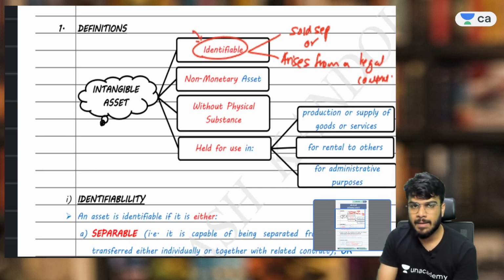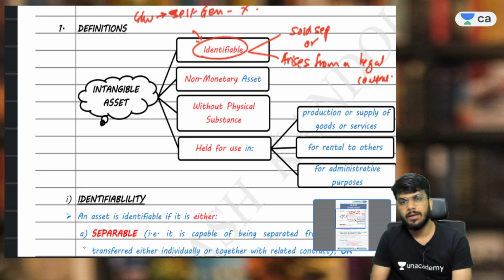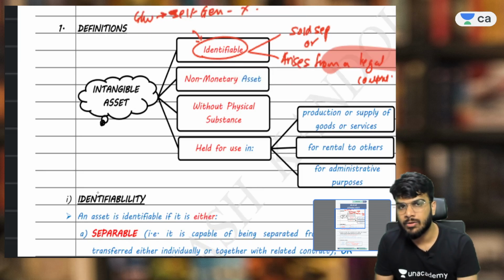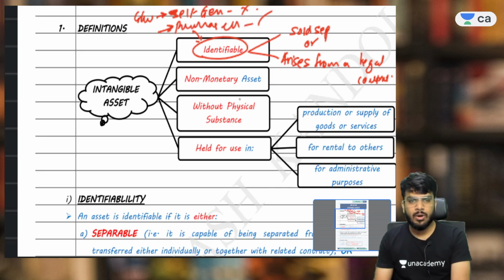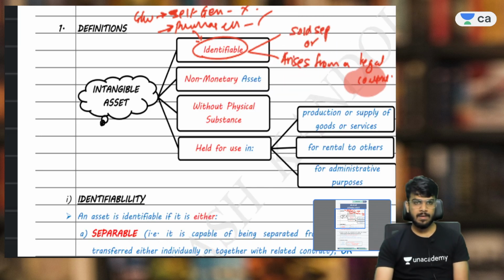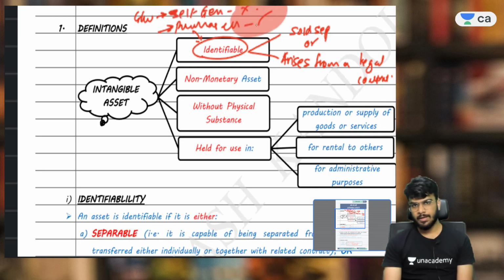Let me give an example of this. Let's say goodwill. If goodwill is self-generated, you must have heard that we never record it. Why? Because it cannot be sold separately and because it has not arisen from a legal contract. But if the goodwill is purchased, we do record it. Why? In case of purchased goodwill, it cannot be sold separately, but definitely it has arisen from a legal contract. That is why purchased goodwill is recorded and self-generated goodwill is never recognized, right?